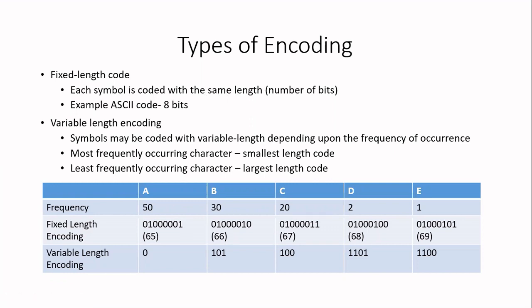Let us consider a famous fixed length encoding scheme we know, that is ASCII code. ASCII stands for American Standard Code for Information Interchange. This ASCII is used by our computer, and whenever you type a character on your keyboard, there will be an ASCII code corresponding to that particular character that will be sent to your processor for doing the further processing. So this ASCII code is an 8-bit code. If you take your character, every character is going to have only 8 bits.